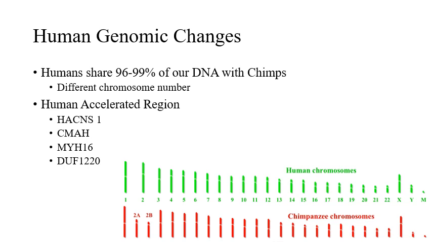Interestingly enough, humans have a different chromosome number than all the other primates. Our chromosome number 2 is our second biggest chromosome. If you look at chimpanzees, they have two smaller chromosomes, and it's very likely that they fused together at a certain point in time. And that's why we have a different chromosome number from all the other chimps.